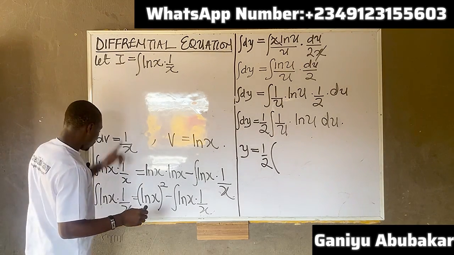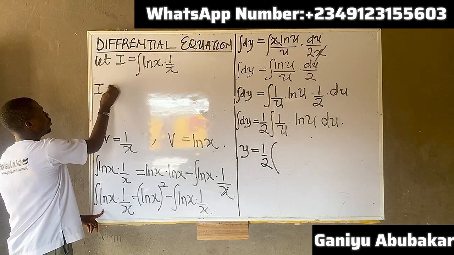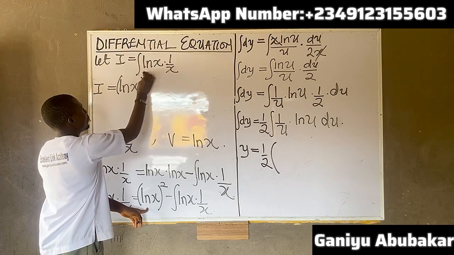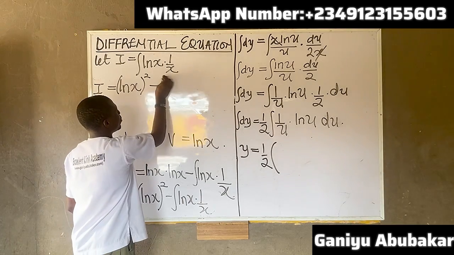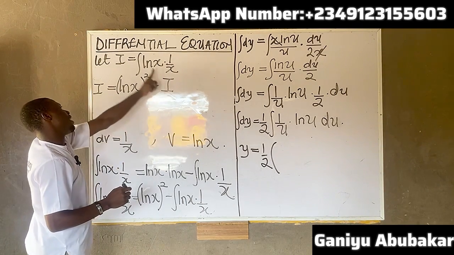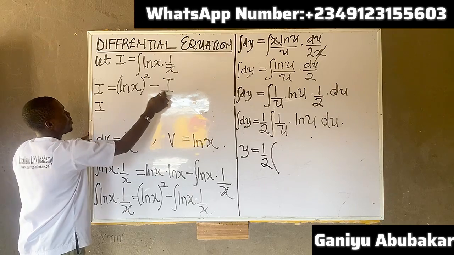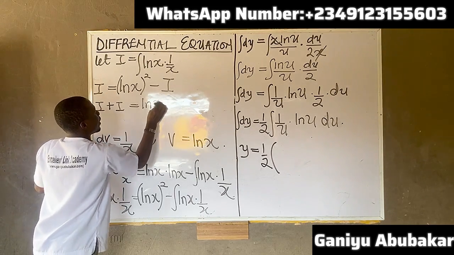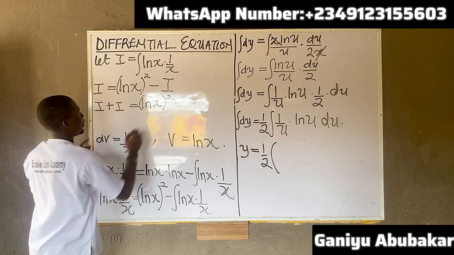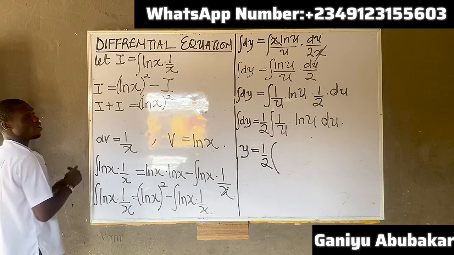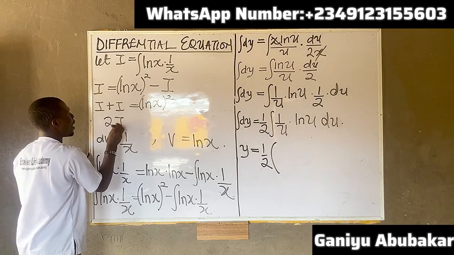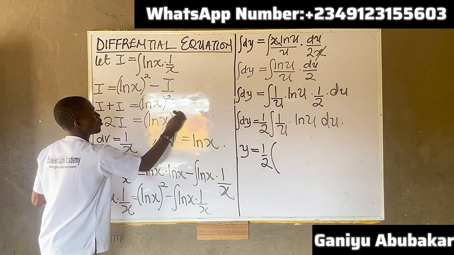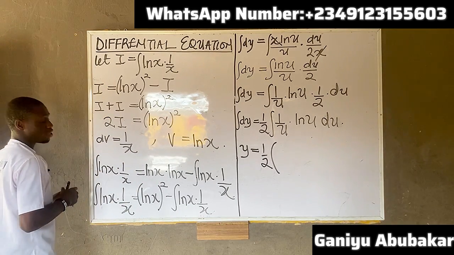So if I is this, it means from here I will have that I is equal to ln x all squared minus I. Take this I here, that gives you I plus I, which becomes I plus I equals ln x all squared. I plus I, of course, gives you 2I. So 2I is equal to ln x all squared.